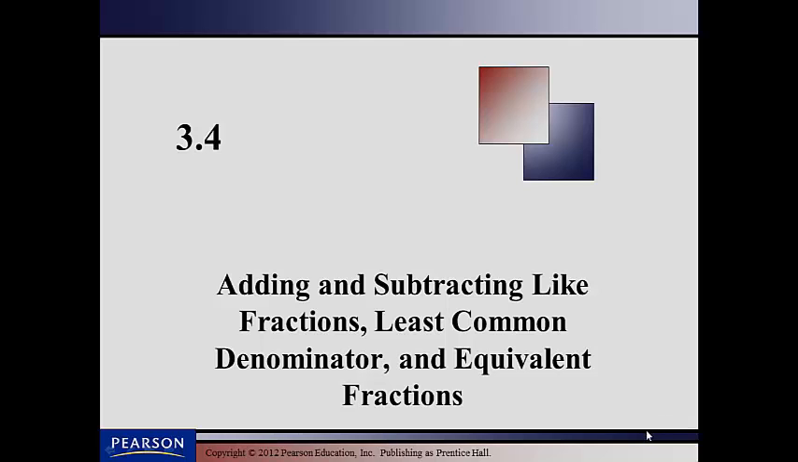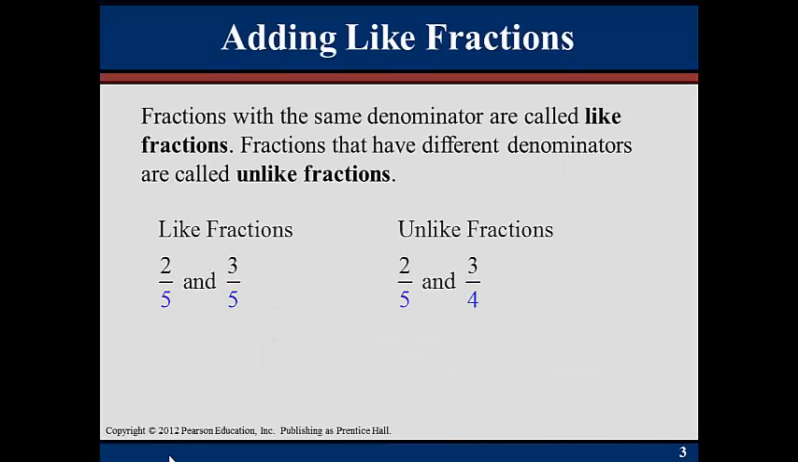Okay, so now we are in chapter 3.4 and we are adding and subtracting fractions. Fractions with the same denominator are called like fractions, and fractions that have different denominators are called unlike fractions. Following examples, 2 over 5 and 3 over 5 are like fractions because they both have 5 in the denominator. Whereas examples 2 over 5 and 3/4 are unlike fractions because the first denominator is 5 and then the second denominator is 4, and they're not equal.